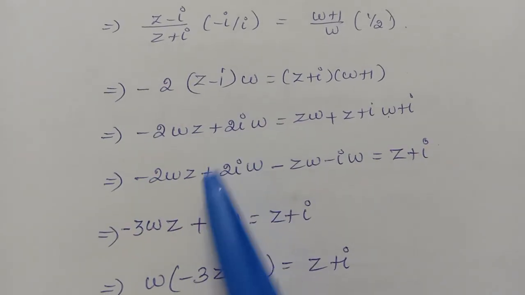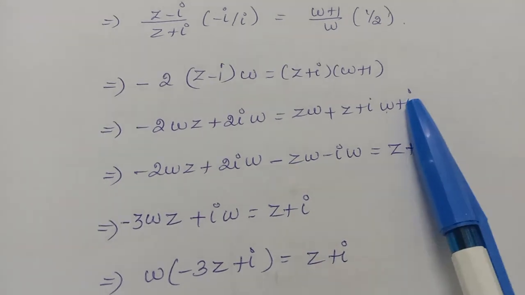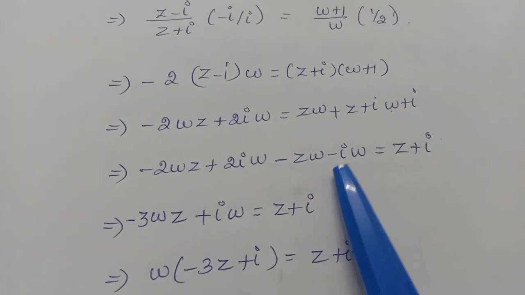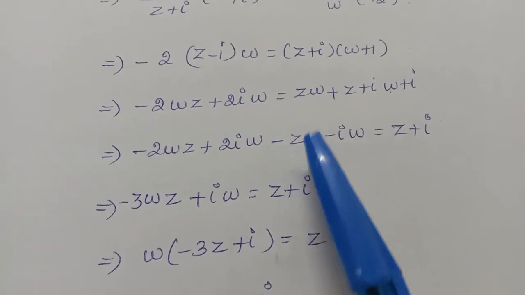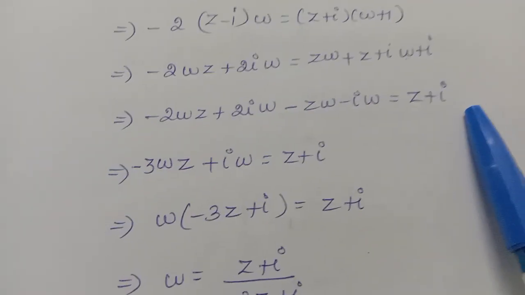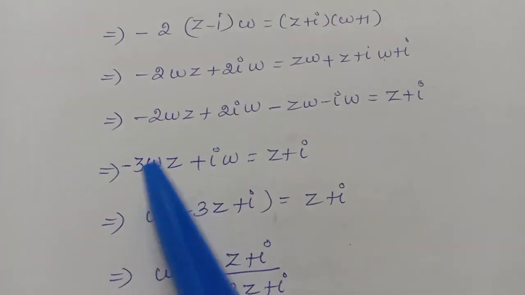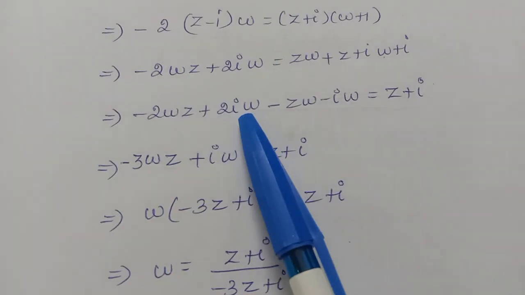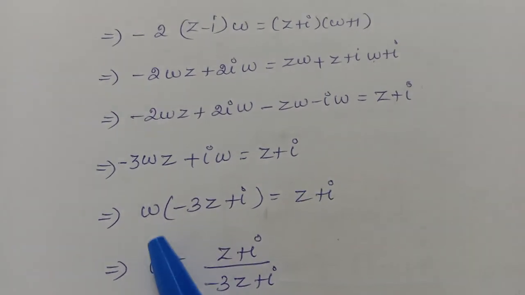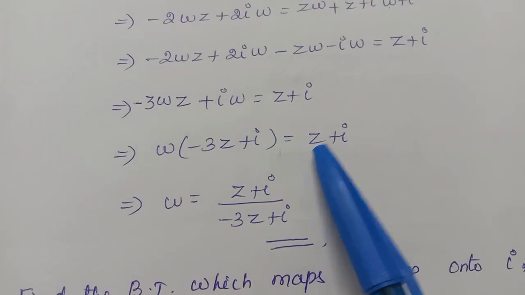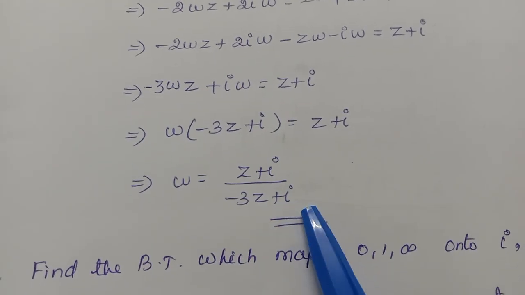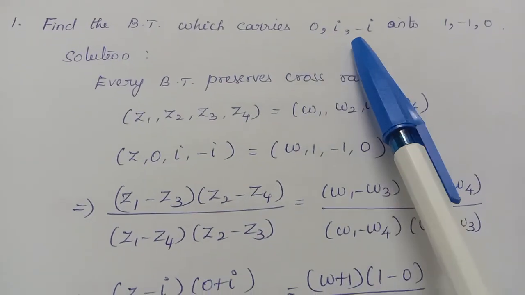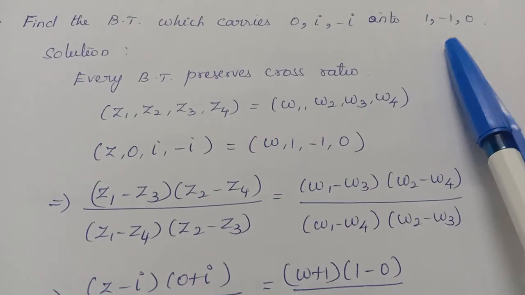Okay, so minus 2WZ plus 2iW, minus, bring all the W terms to the left hand side, because I want to write it in the form W equal to. So bring all the W terms to the left hand side. So minus ZW minus iW equal to Z plus i. So let us simplify here. So here it is minus 3ZW plus iW is equal to Z plus i. So W into (minus 3Z plus i) is equal to Z plus i, or simply W equal to (Z plus i) by (minus 3Z plus i). So this is the bilinear transformation which transforms 0, i, minus i onto 1, minus 1, 0.